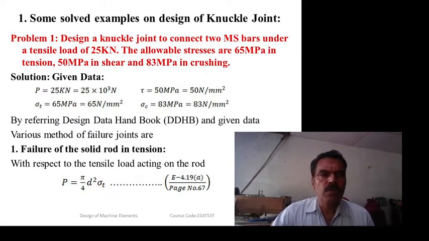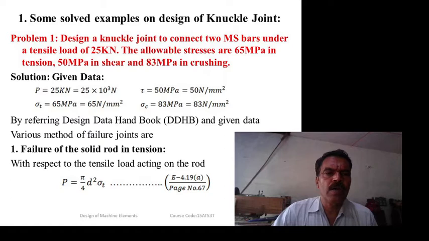First, the tensile load is given, that is capital P. P is equal to 25 kilonewton, but since it is in kilonewton, 25 into 10 raised to 3 gives the value in Newton. The allowable stress in tension is 65 MPa, that is sigma T. Sigma T is equal to 65 megapascal, which means 65 Newton per mm square.